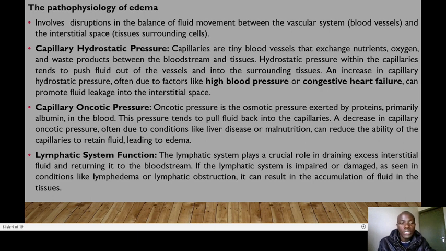excessive interstitial fluid and returning it to the bloodstream. However, if you find the lymphatic system is impaired or damaged, as seen in conditions like lymphedema or lymphatic obstruction, it can lead to accumulation of fluid in the tissues.